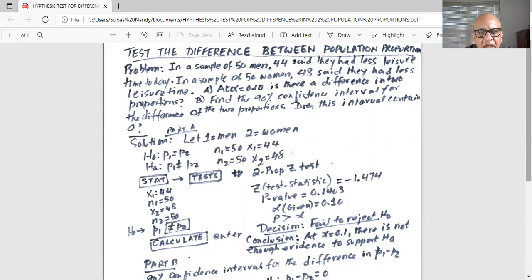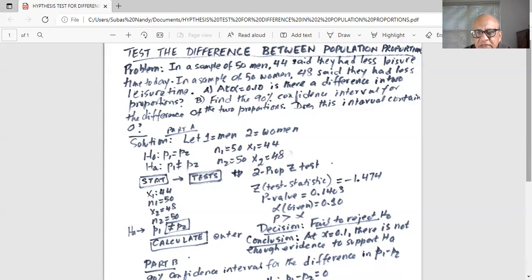So we go to stat, then test, then we scroll down to 2-PropZTest. This is not in the first screen, so you have to scroll down to the second screen. X1 is 44, N1 is 50, X2 is 48, N2 is 50, and my alternate. So I bring the cursor on not equal to P2, P1 not equal to P2.